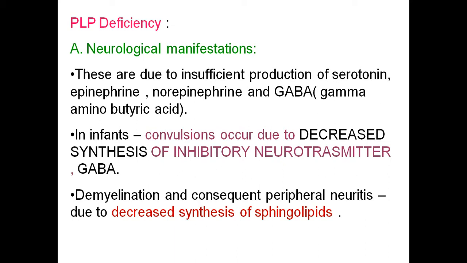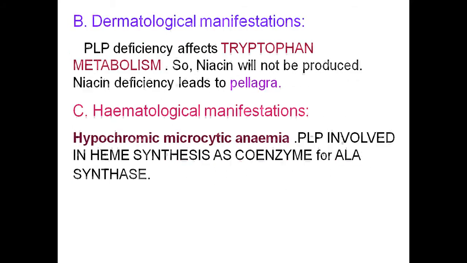Since PLP is associated with the production of these compounds, its deficiency mainly has neurological manifestations. In infants, convulsions can occur due to decreased synthesis of the inhibitory neurotransmitter GABA. Demyelination and consequent peripheral neuritis are also seen due to decreased synthesis of sphingolipids and sphingomyelins.